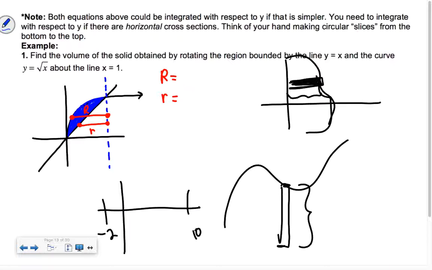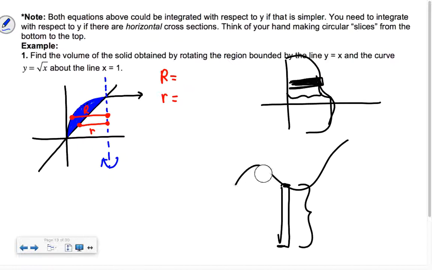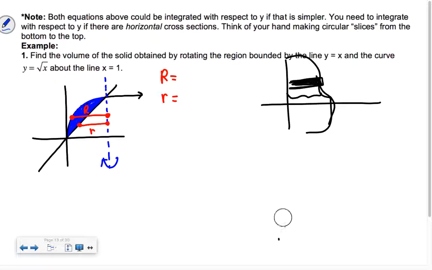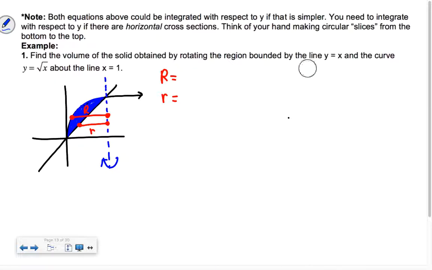So what is on the right side? What line? x equals 1, right? What is on the left side? The square root of x function. But if I'm rotating around this vertical axis, does it look like the x-axis or the y-axis to us? It looks like the y-axis. And so when I go around a vertical axis, I integrate with respect to y. So I'm going to have everything in terms of y.